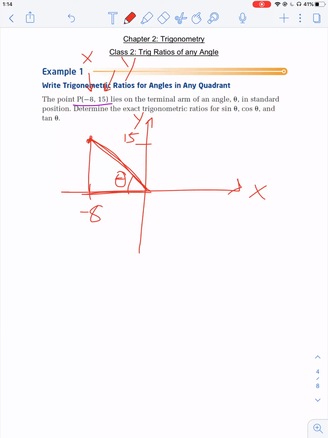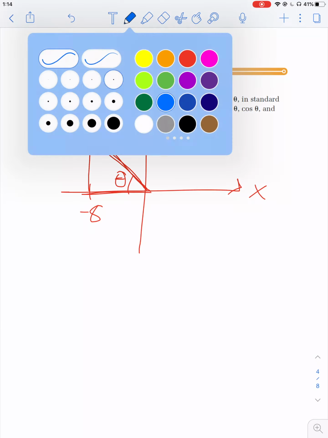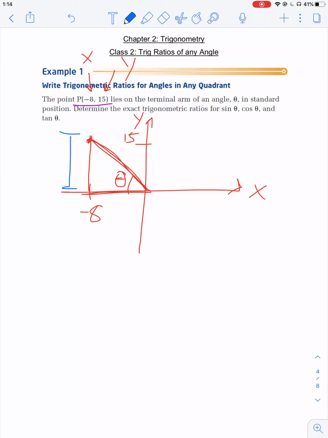Again, let's just use a different color. The height of this triangle, using the coordinates, is my y value, which is 15, and the base length of this triangle is 8. So this -8 is your coordinate, but length cannot be negative. I like to view length as a positive value only. Your textbook does it a little differently, but that might get confusing next class. So I'm going to avoid negatives because length by definition has to be positive. Your coordinate can be negative, that's fine, but not your length.